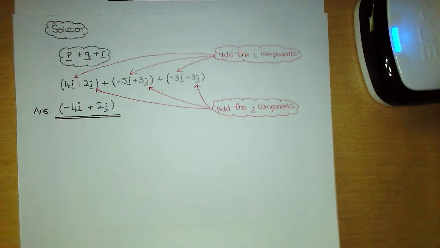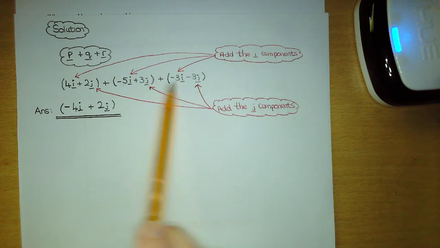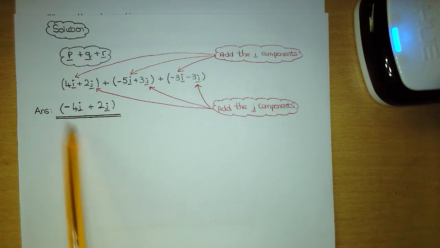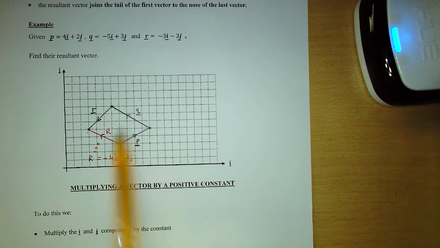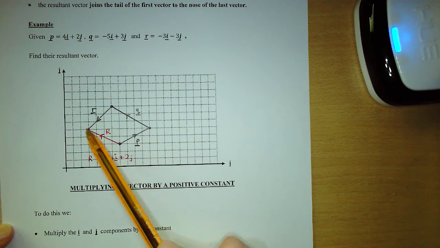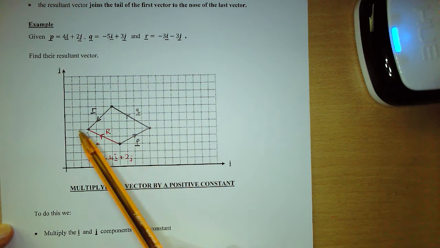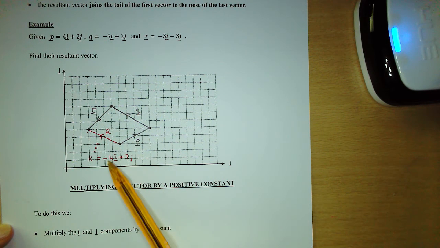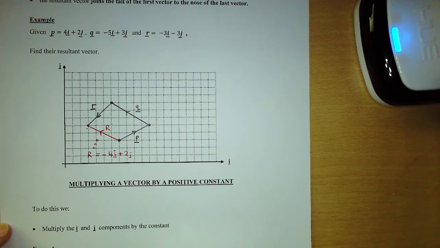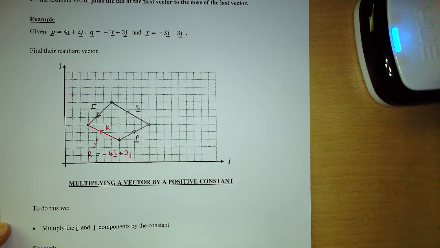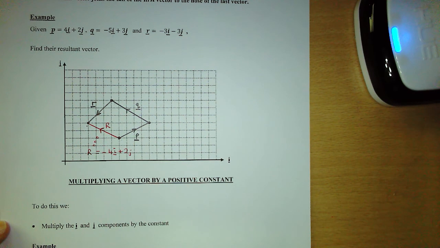And what you'll notice is that it's exactly the same as the answer we got when we did it without a diagram. So if I just take you back, that's what we got when we added p, q and r just algebraically, minus 4i plus 2j. And then when we actually joined the vectors nose to tail, which is equivalent to adding them, we got the resultant vector, which is minus 4i plus 2j. So that's what we mean when we add vectors. We join them nose to tail to get the resultant vector. And the resultant vector joins the tail of the first vector to the nose of the last vector.